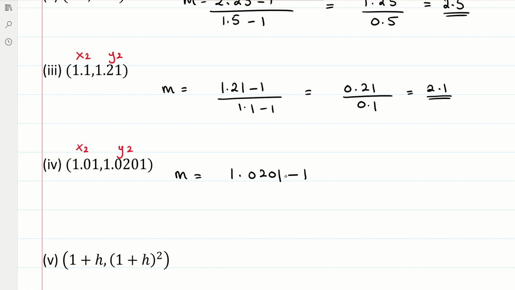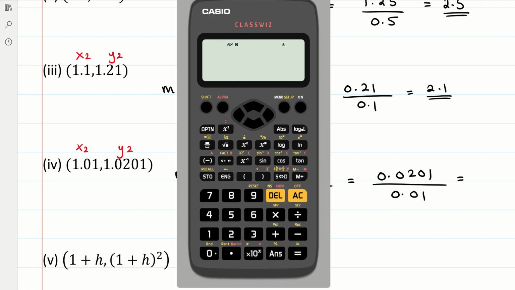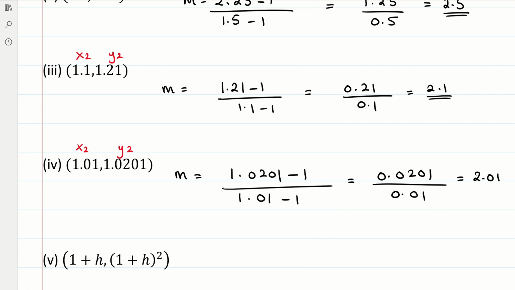1.0201 minus 1 and 1.01 minus 1. 0.0201 divided by 0.01. So 0.0201 divided by 0.01. Definitely getting closer to 2.01.